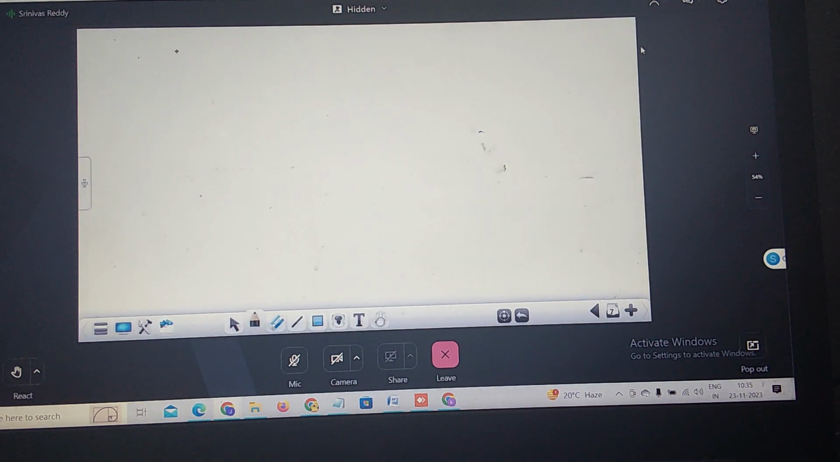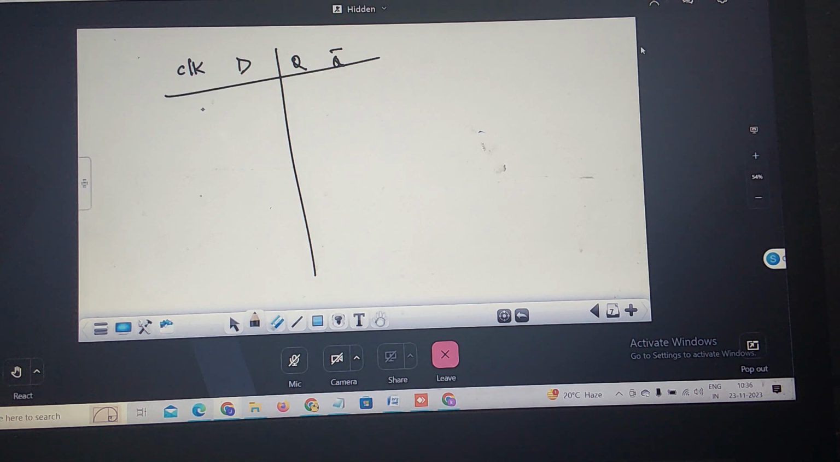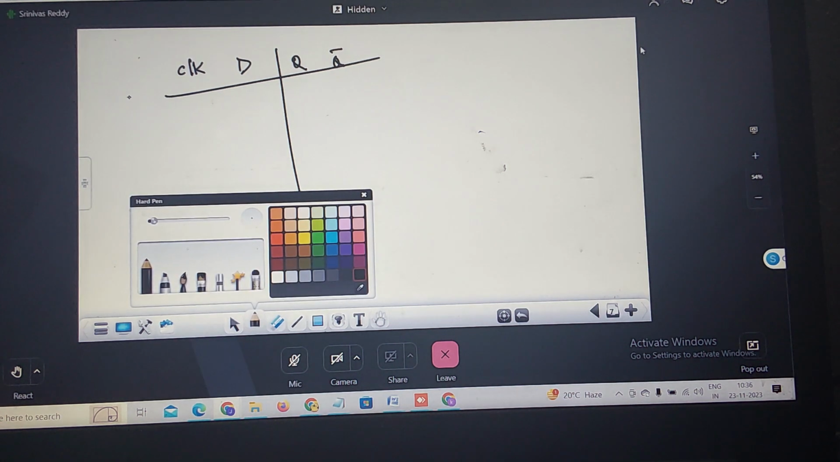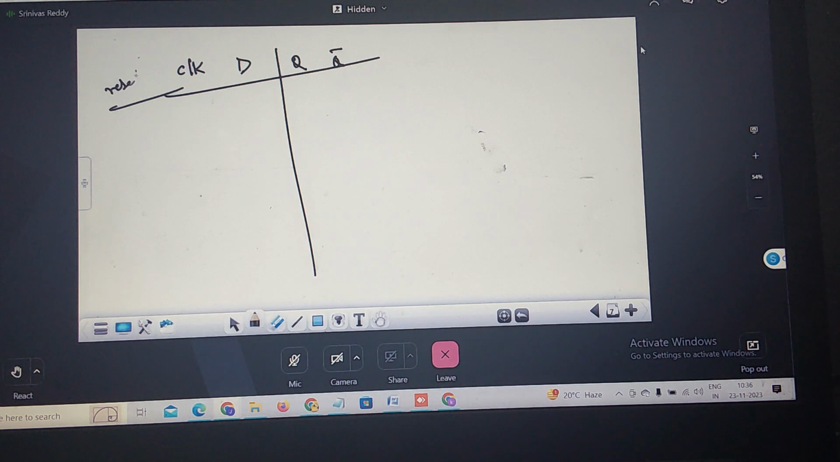The characteristic table of the D flip-flop has clock as input, D as input, Q as the output, and Q bar as the other output. So you can write it for when the rising edge comes. I am talking about a positive edge triggering D flip-flop. You can design the D flip-flop like this, with a reset.